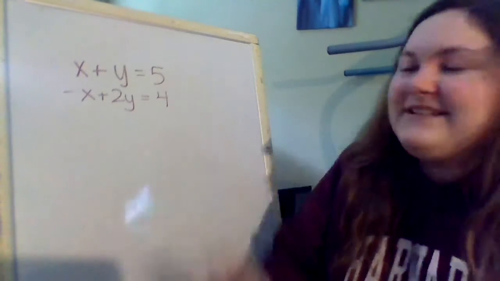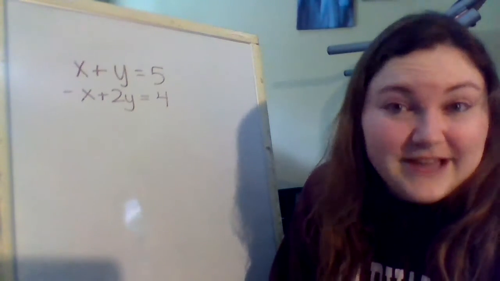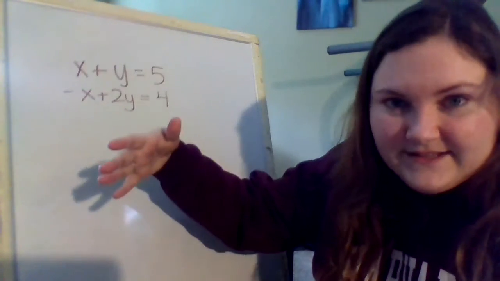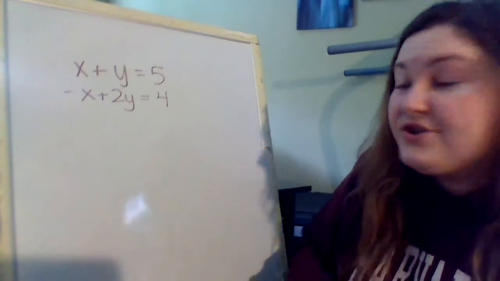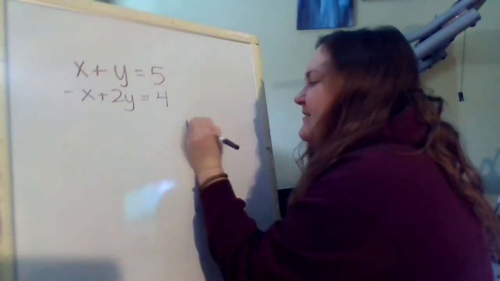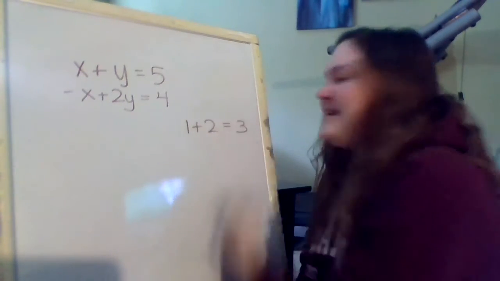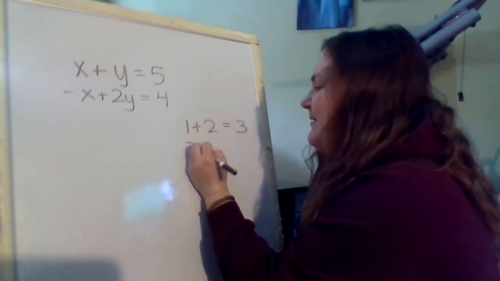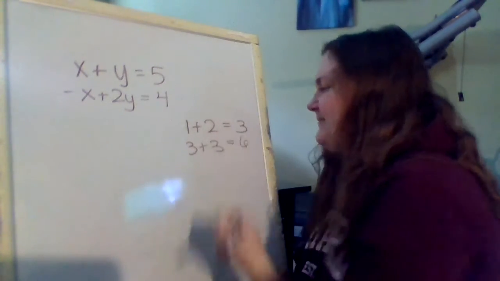This system here is a perfect example of when we want to use our last way to solve, which is solving by elimination. Now, before we look at this system of equations, I wanted to show you two nice friendly equations with numbers. So something maybe like 1 plus 2 equals 3. You can pick whichever equations you want. I'm going to write maybe 3 plus 3 equals 6.